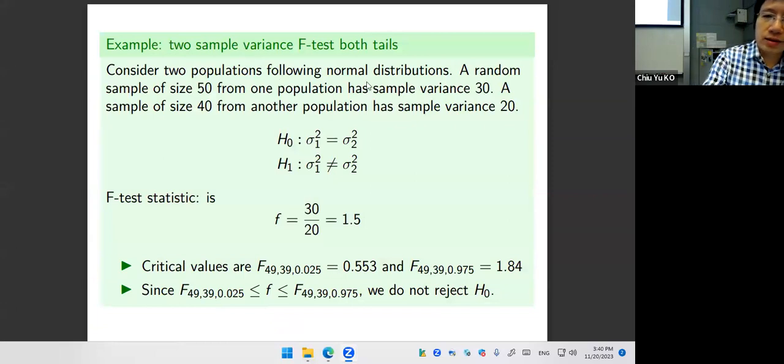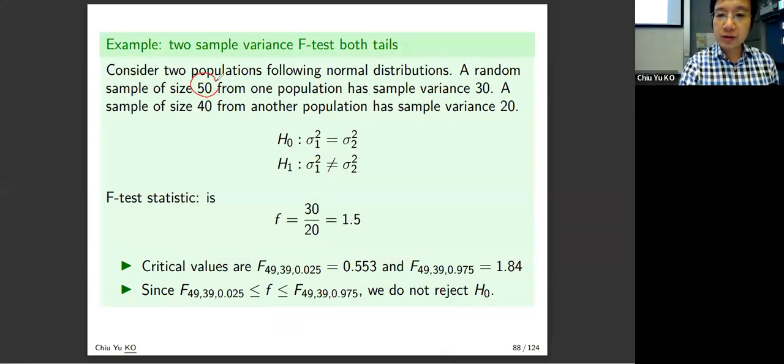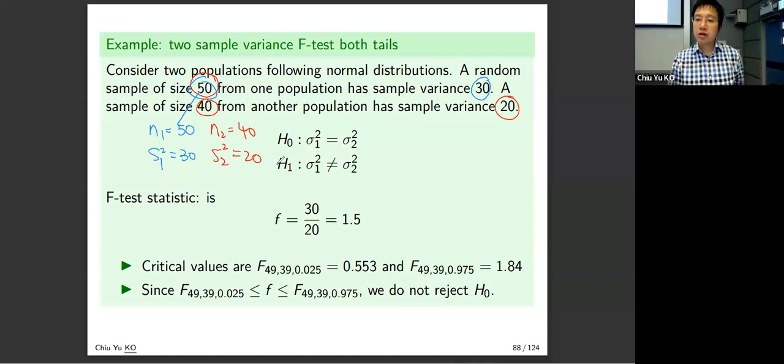The question is this, okay? We have the first sample, in blue color, right? We use N1 is 50, and the sample variance S1 square is 30. Okay. And the other one, we have N2 is 40 and S2 square is 20. So this is the question, right? We simply want to compare the variances, right?